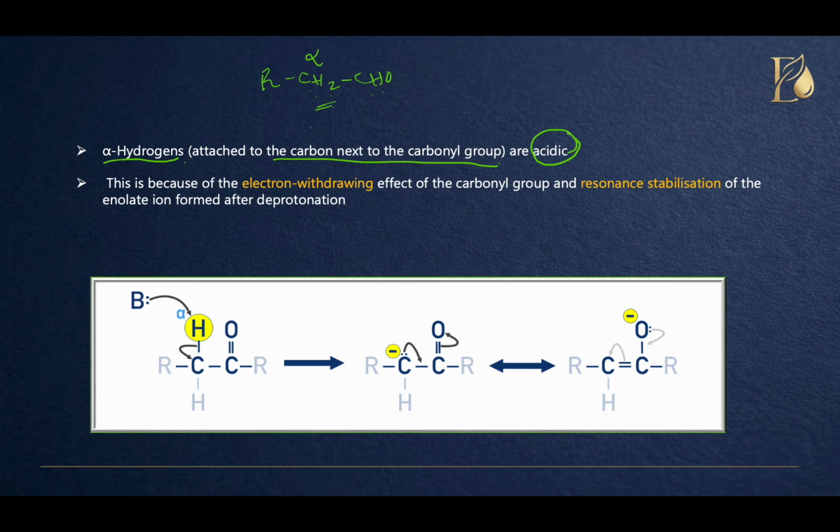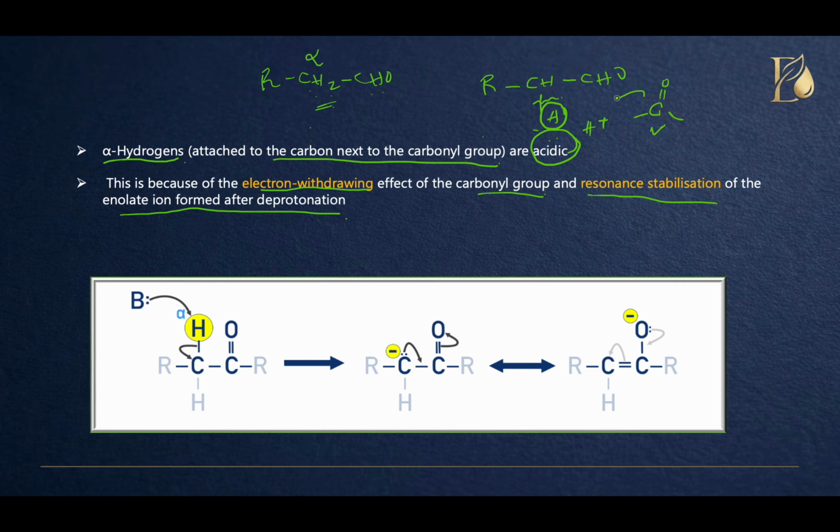Why is this hydrogen atom acidic? This is because of the electron withdrawing effect of the carbonyl group and resonance stabilization of the enolate ion formed after deprotonation. So what does it mean? This alpha hydrogen is acidic, meaning that it is easy to break this bond and form an H plus ion. Why is this happening? Because the carbonyl carbon, this CO carbon, is an electron withdrawing group.